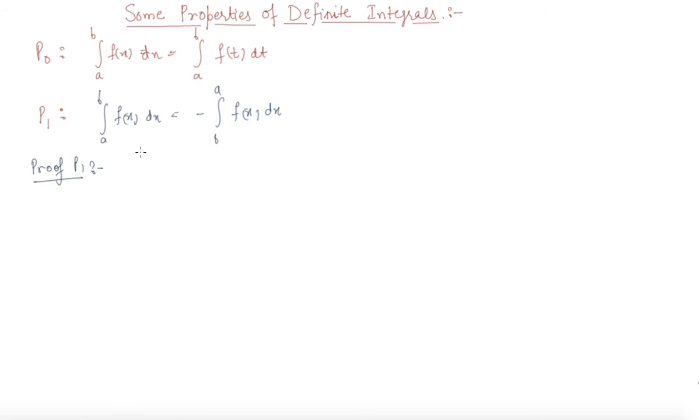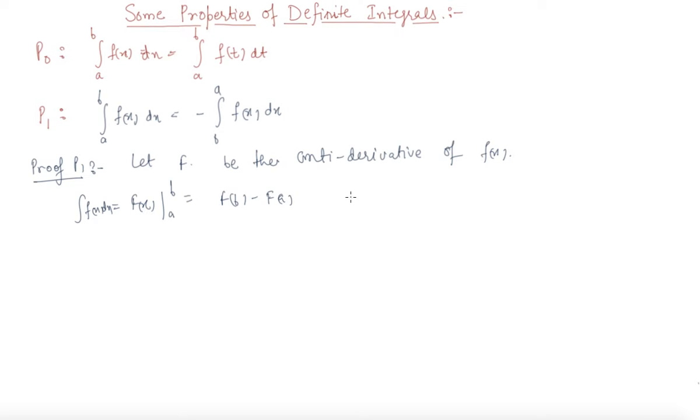Okay, now in this let F be the antiderivative of f(x). So what I will get is F(x) is equal to the integral of f(x) dx. Now by applying the limits from a to b, what I will get is F(b) minus F(a), which I can simply write as minus (F(a) minus F(b)) if I take the negative sign common. So this will be equal to the integral from b to a of f(x) dx. So simple, students. Okay, so this property always holds true.